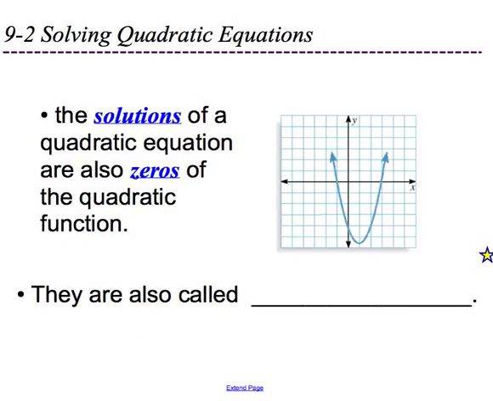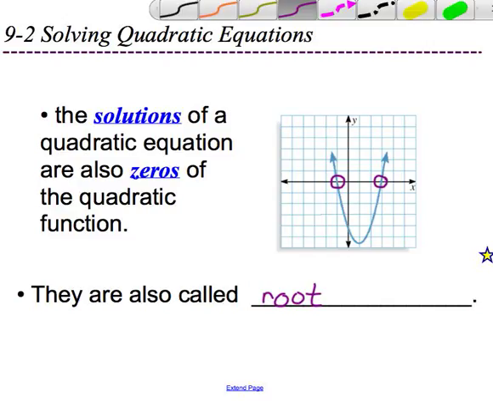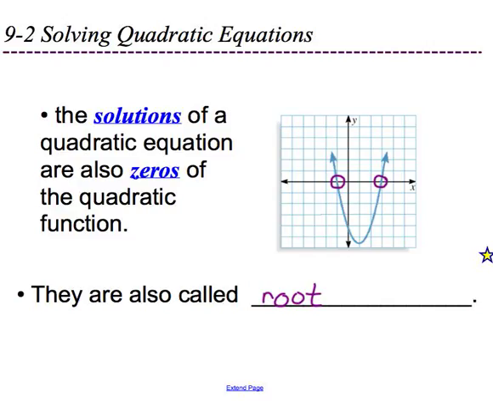So the solutions of the quadratic equation are called zeros. They're also called roots, we said. And where they are is those x-intercepts right here. If we look at a graph, they're the solutions to the related equation. So here, our zeros, or our solutions, end up being the x values, -1 and 3.